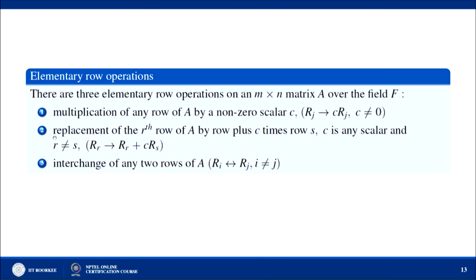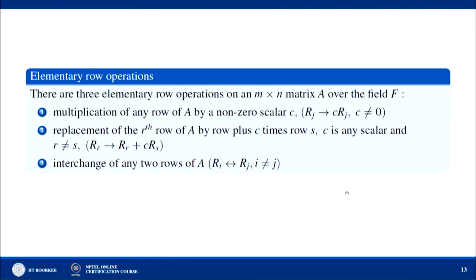The second elementary row operation is replacement of the rth row of A by the rth row plus C times the sth row, where C is any scalar and r is not equal to s. That means, you take any rth row and you replace it by the rth row plus C times some other sth row. This is the second elementary row operation on any matrix A. And you can always interchange any 2 rows. You can interchange the ith row with the jth or the jth with the ith, i is not equal to j. So, these are the 3 basic elementary row operations.